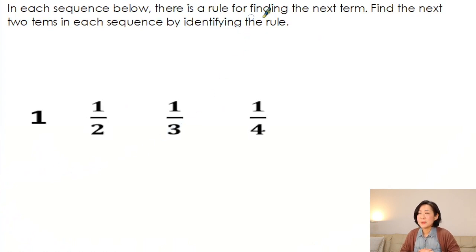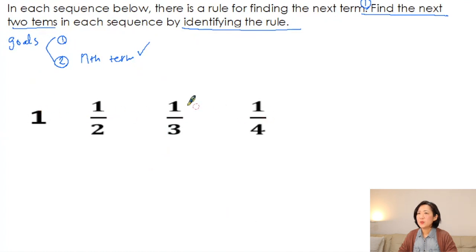In each sequence below, there is a rule for finding the next term. So find the next two terms in each sequence by identifying the rule. That means we need to figure out our pattern or formula, right? First of all, when you have a sequence, always identify whether it's a linear sequence or a non-linear sequence. I'm just writing down the pattern number term: first, second, third, fourth term. Then let's see if it's linear or non-linear.